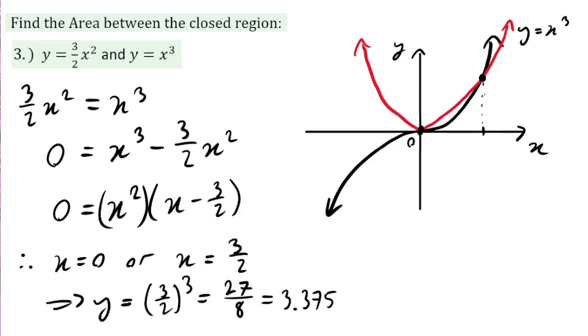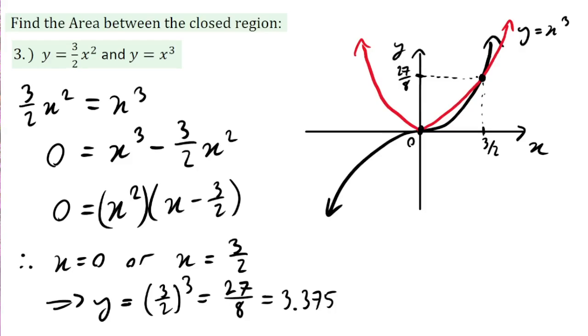And what was that x value? It was 3 over 2. Okay. And we said that the y value connecting to x equals 3 over 2, according to what we have here, is 3.375 or 27 over 8. Okay.